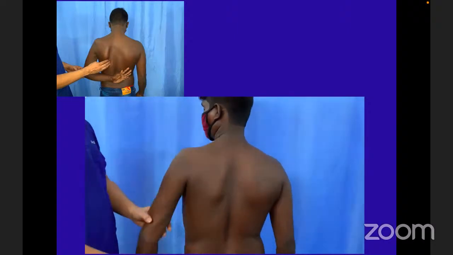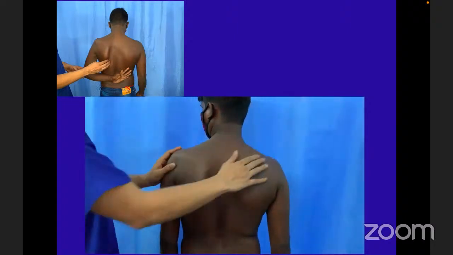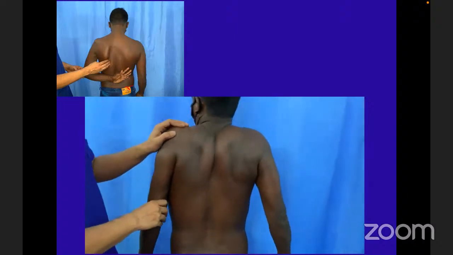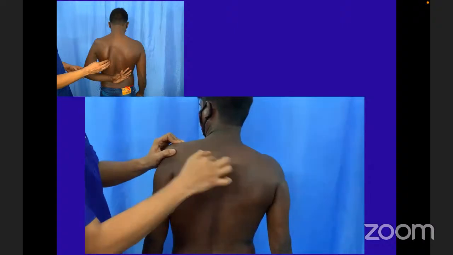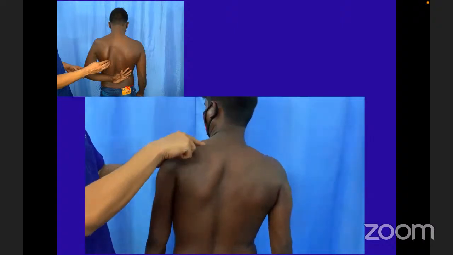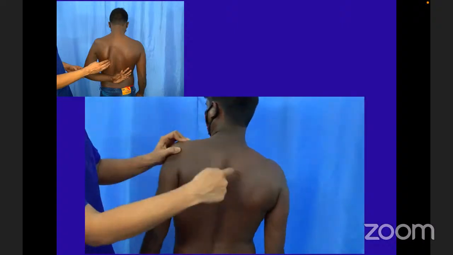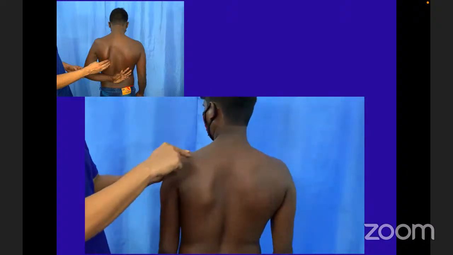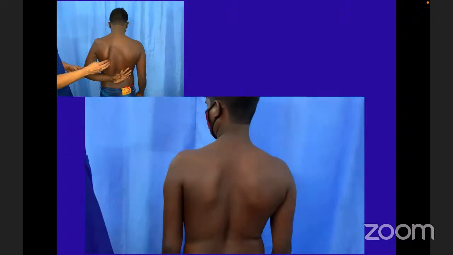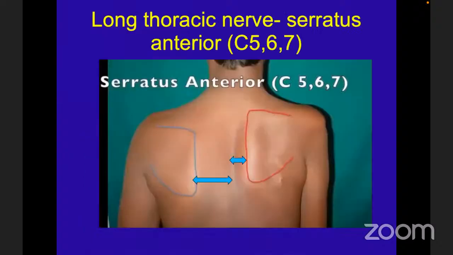There are two nerves which come from the root level. One is the dorsal scapular nerve, C5, C6. The other is the long thoracic nerve, which supplies the serratus anterior, C5, C6, C7. Ask the patient to turn, check for rhomboids. If it is not there, it's a root injury. Test for serratus anterior. If it's not there, it's a root injury. The rest of them are not root injuries. Understand? This is one way of checking in a patient who has a C5, C6 injury.